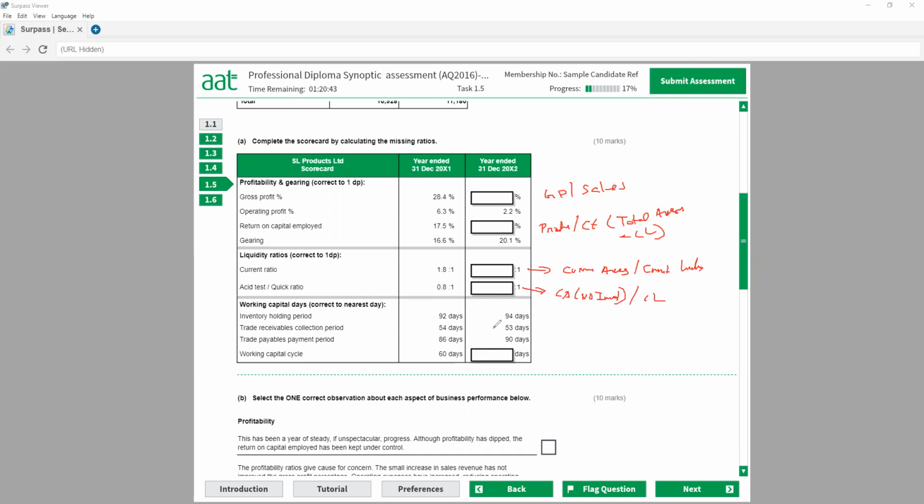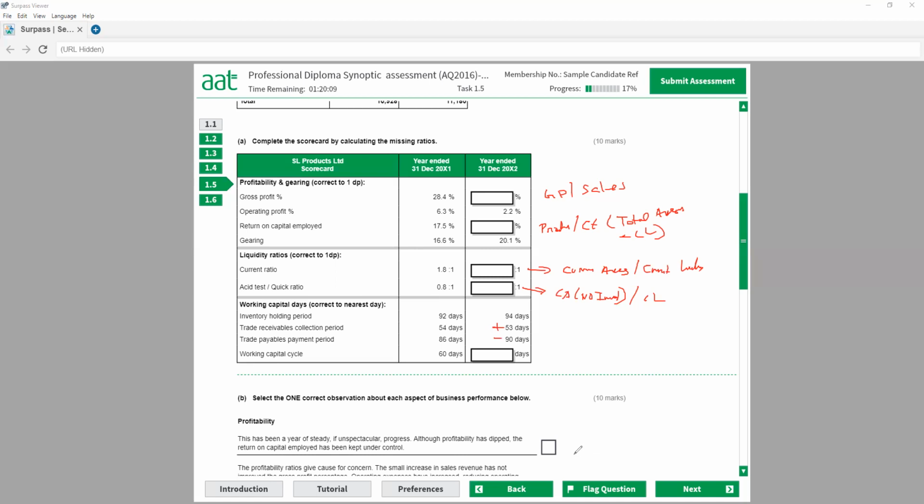And after that, we have the working capital cycle. Working capital cycle means inventory holding period plus the trade receivables minus the trade payables. This is basically the working capital cycle. That means how quickly you get paid: do you give more time to your customer to pay you, or do you take more time to pay your supplier? So this is called the working capital cycle. All right, so it's not very difficult.